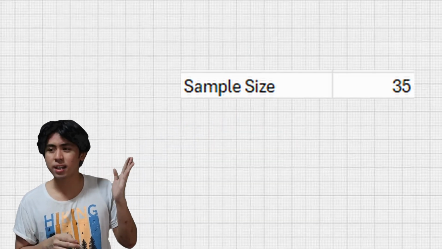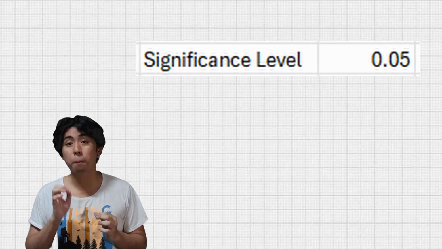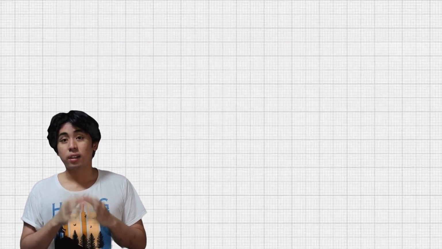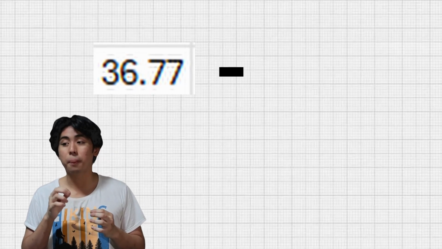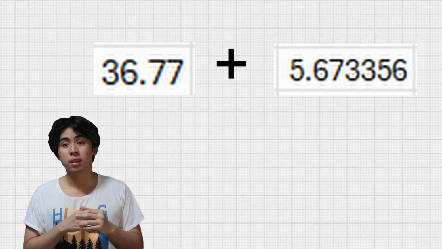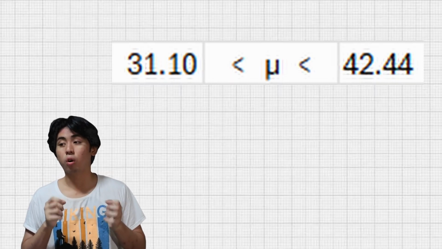We're going to bring back our sample size, our sample mean, and our sample standard deviation. Now we're going to calculate our 95% confidence interval, which means our significance level would be 0.05. To calculate the margin of error, we're going to use the Excel formula to get 5.673. Then we're going to calculate our 95% confidence interval for the population mean. So taking the sample mean, minusing off the margin of error, then taking the sample mean again and adding the margin of error, we have an interval of 31.1 and 42.44.